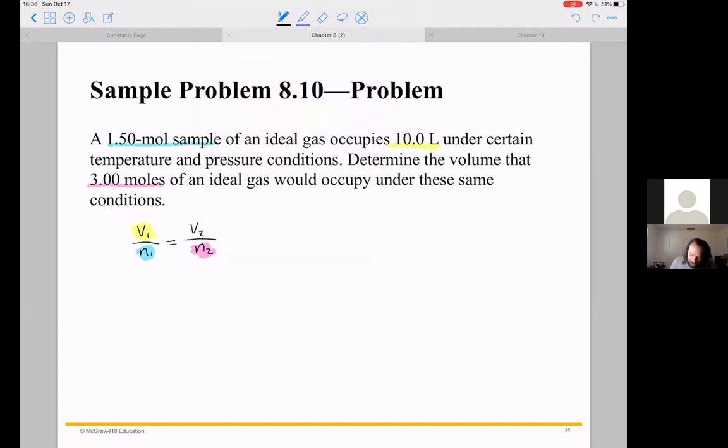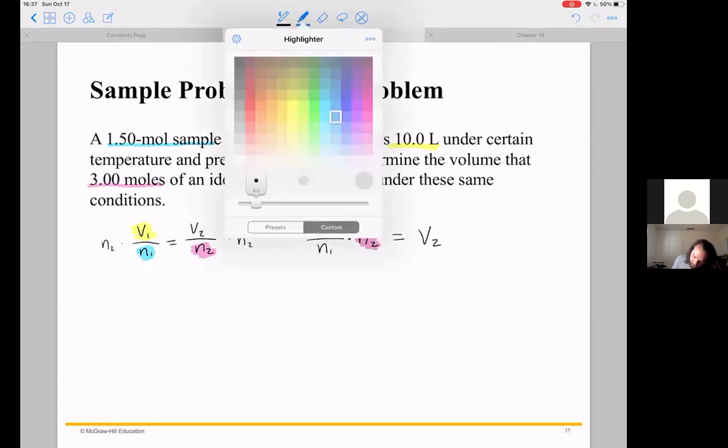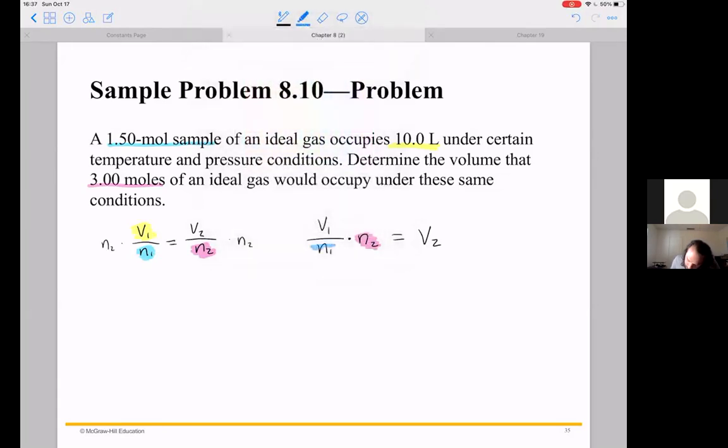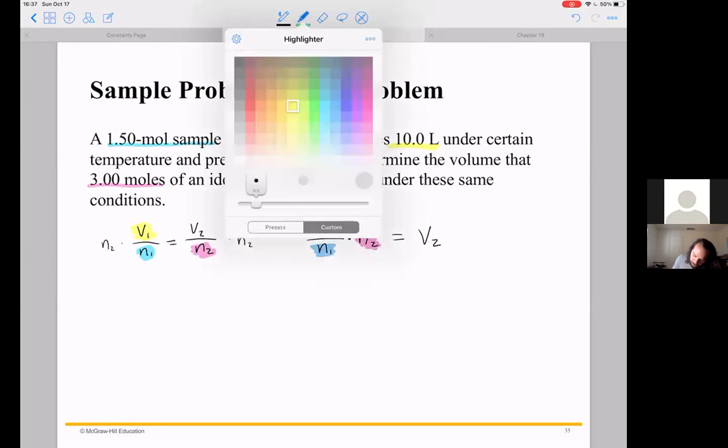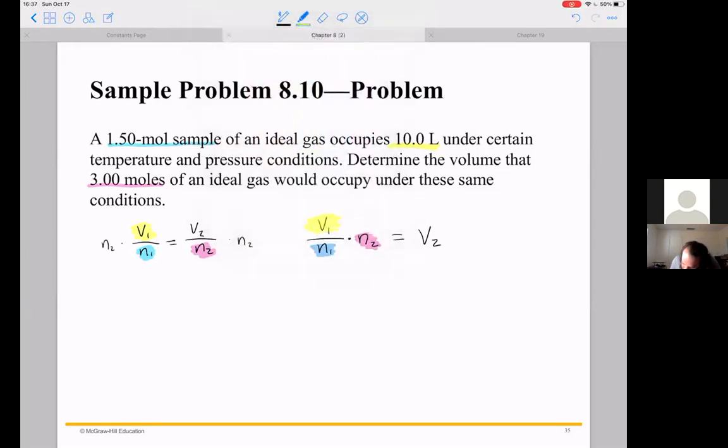So I'm going to rearrange this equation by multiplying both sides by N2. So I get V1 over N1 times N2 would give me V2. Right, and again, just to color code what's what here, so we can see how these variables fit in to what's given in the problem, we see that the only thing we're missing here is that last volume, right?